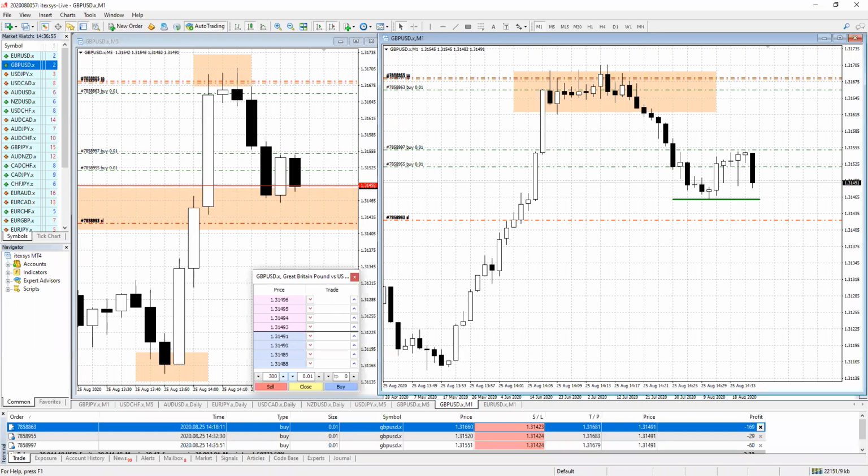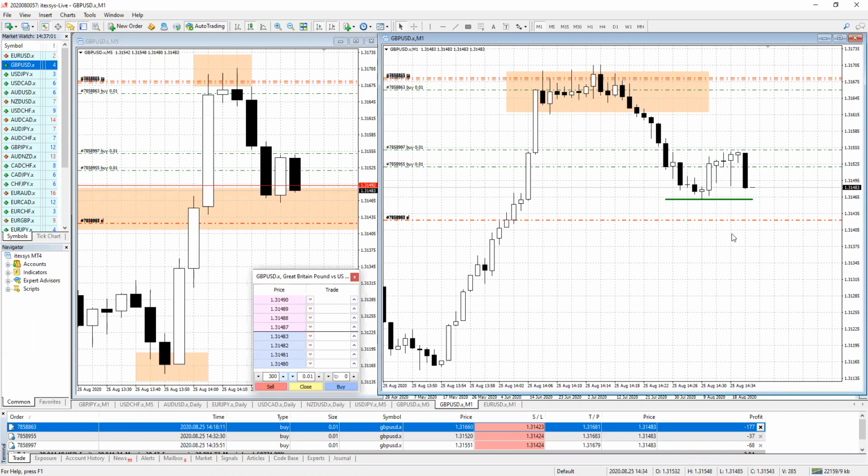Do you change the stop loss? I don't change the stop loss. I trail my stop to reduce risk. I never make it larger. I only make it smaller. Okay.